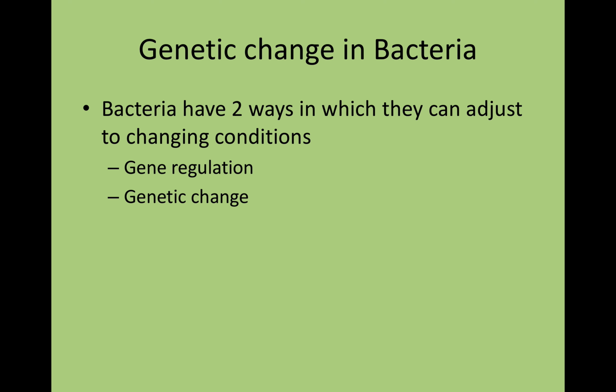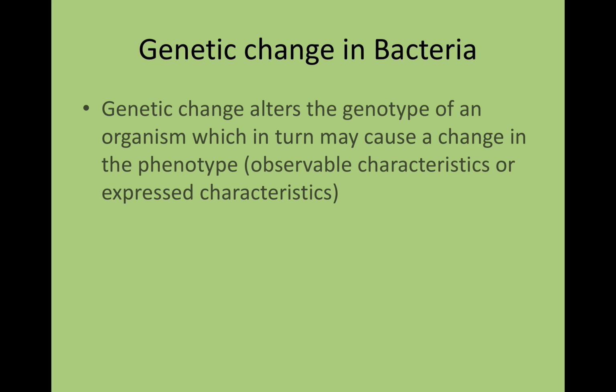Since bacteria reproduce asexually through the process of binary fission, which is cloning, that means that all bacteria of a specific species are genetically the same. However, there are mechanisms by which bacteria can change genetically. In general, there are two ways in which bacteria can adjust to changing conditions, one being gene regulation and the other being genetic change.